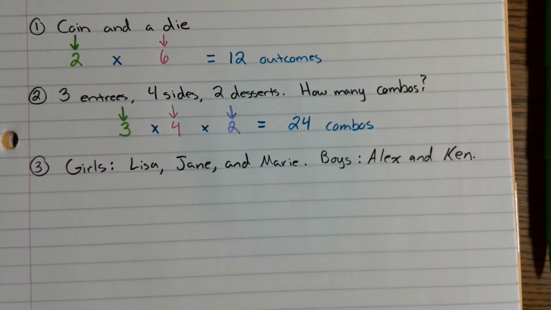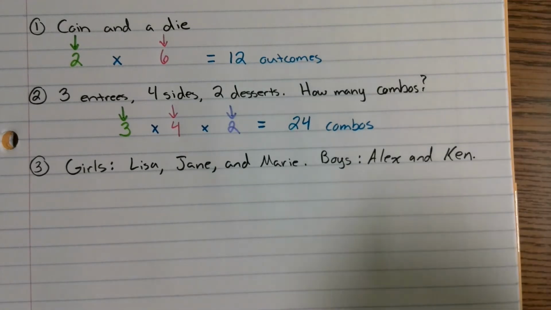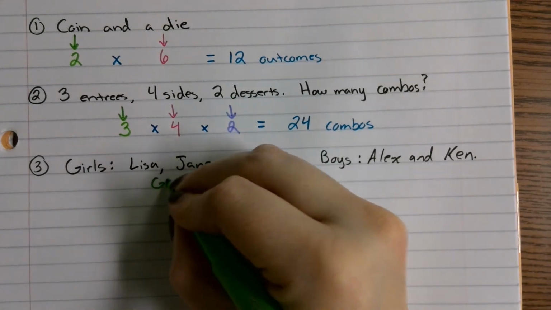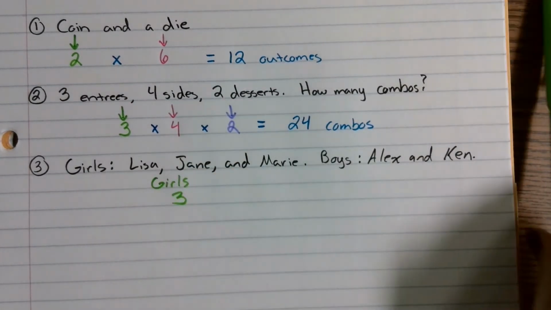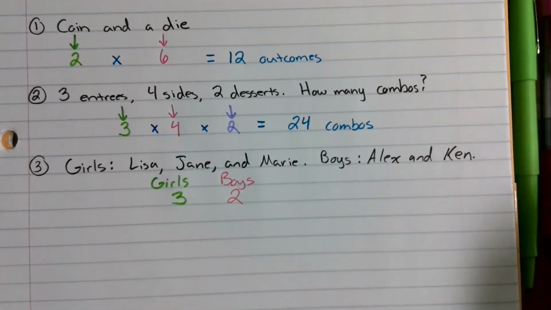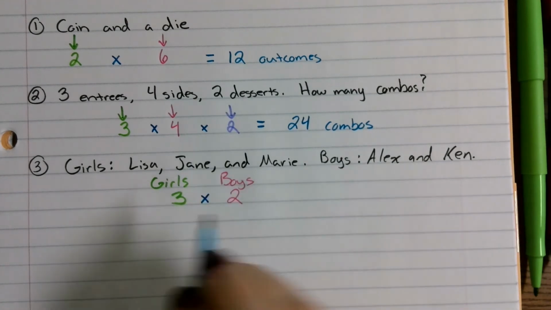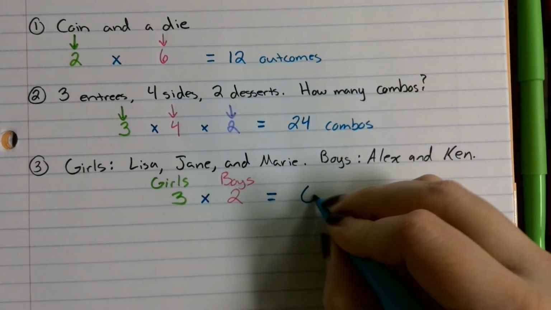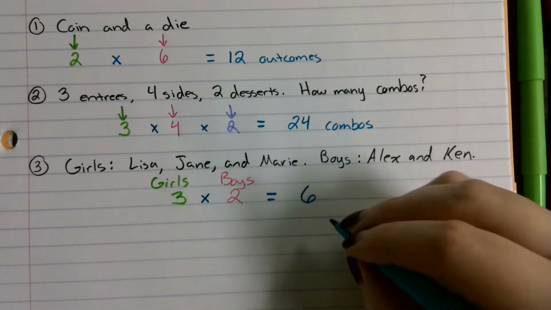I want to know how many different ways I can pair a boy and a girl together. Again, is it giving me any numbers up here? No. But can I count how many boys and girls I have up here? Yes. How many girls do I have? 3, right? My girls I've got are 3. How many boys do I have? 2. And the different ways I can pair a boy and a girl together is 6. I can pair them 6 different ways.